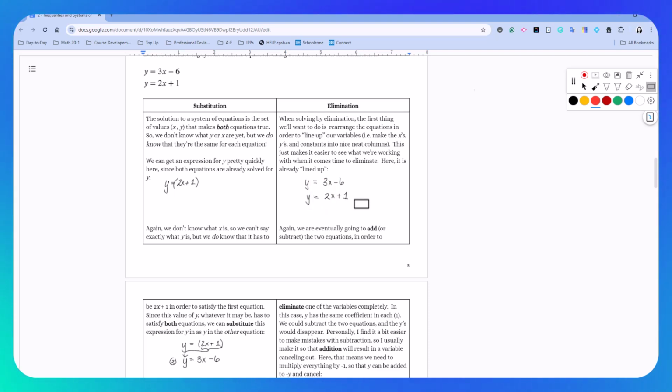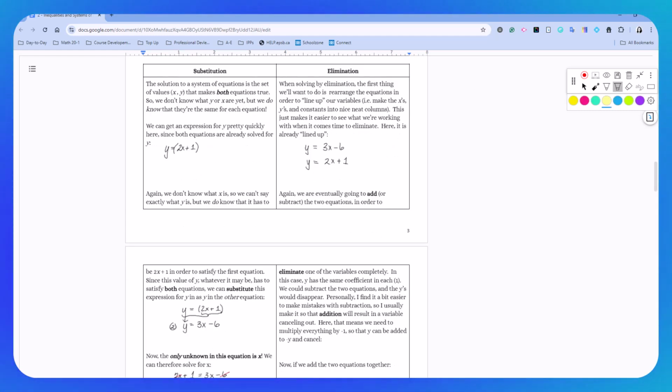So now that we have them in these nice columns, we need to add or subtract these things to eliminate one of the variables. So remember, the idea is we want to add or subtract, but we're going to stick with add, these two equations together in order to eliminate one of the variables. Now, in this case, notice that the y's have the same variable in front. They have that hidden 1. We don't write it in there, but we assume it to be there. So we have one y there and one y there.